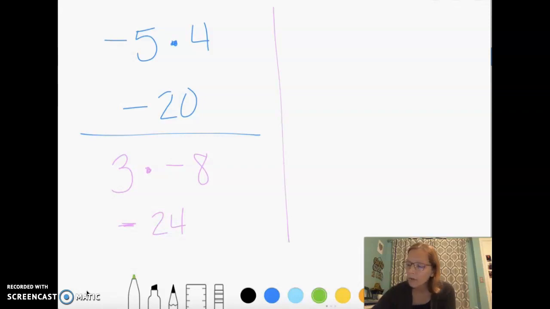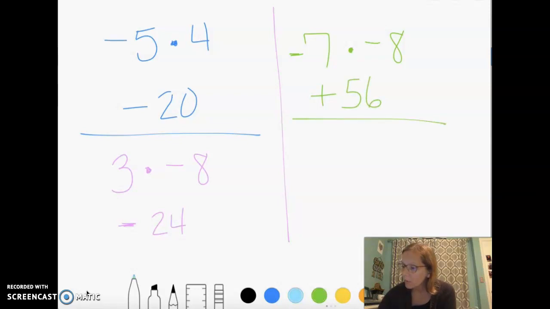Now, suppose I have -7 times -8. I see two negative signs. That means my answer is going to be positive. Now, if you would like to write a positive sign down so you don't forget or get confused, you should do that. That's okay. It's not going to be marked wrong if there's a positive sign there. And then I just multiply. 7 times 8 is 56.